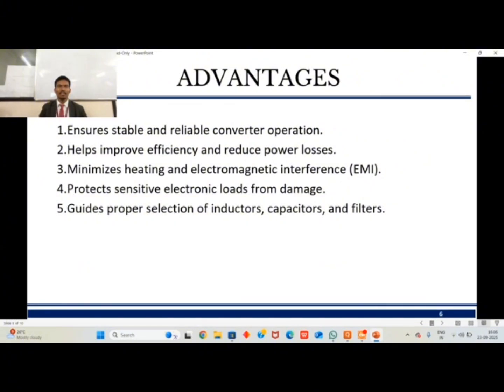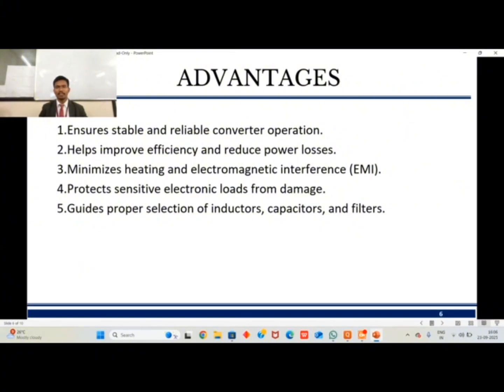In the advantages: ensures stable and reliable converter operation, helps improve efficiency and reduce power losses. The DC to DC converter is used to improve efficiency, reduce losses, minimize heating and electromagnetic interference, protect sensitive electronic loads from damage, and guide proper selection of inductors. In the setup we use proper inductors and capacitors with this parameter range to give proper efficiency.